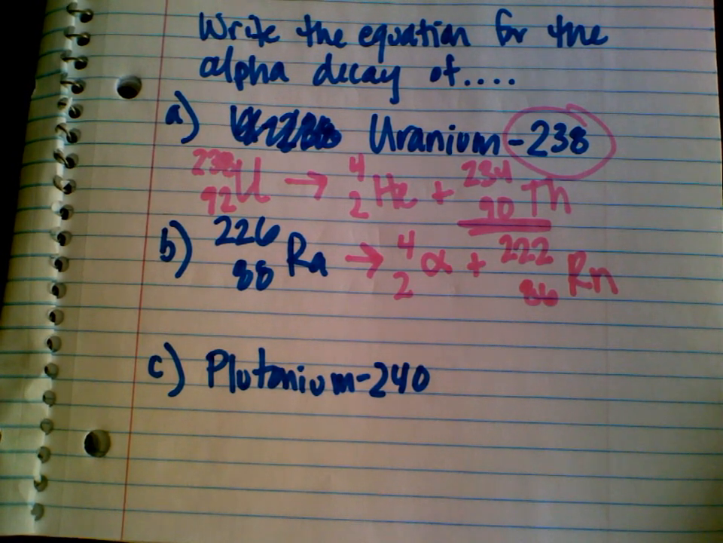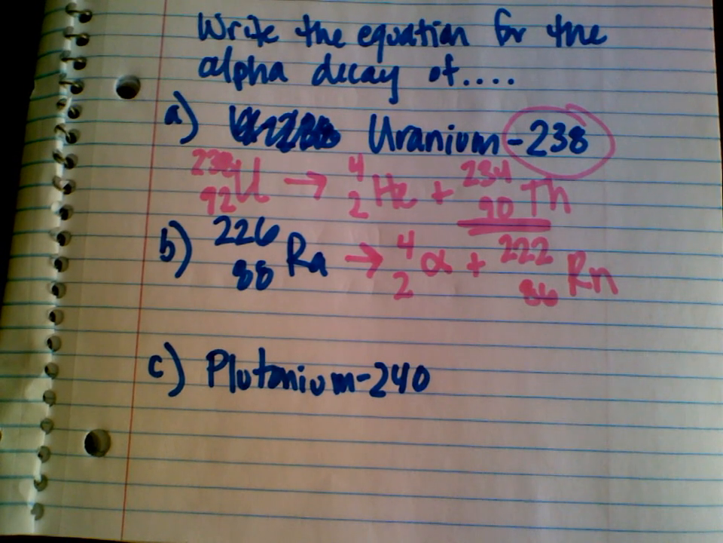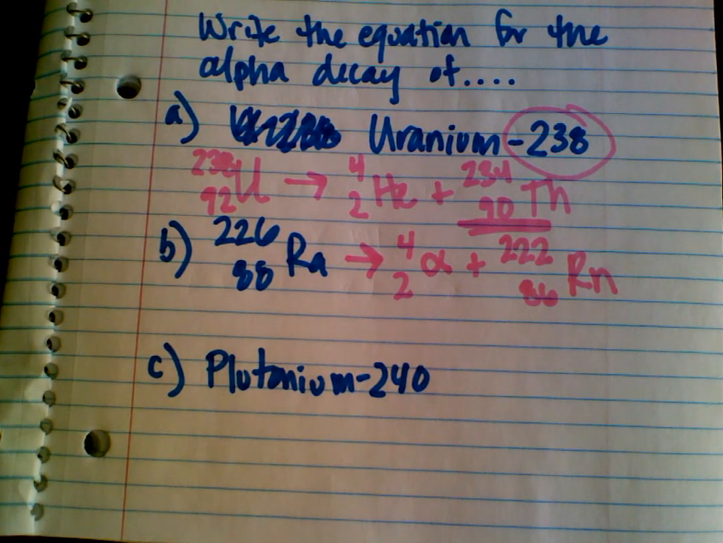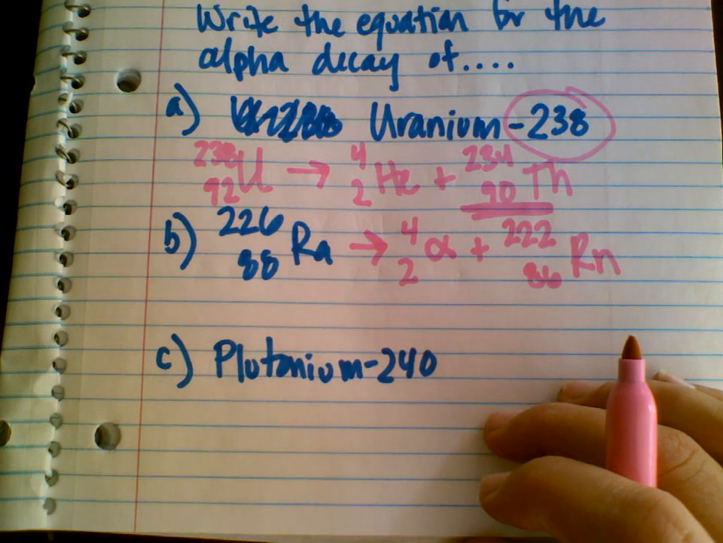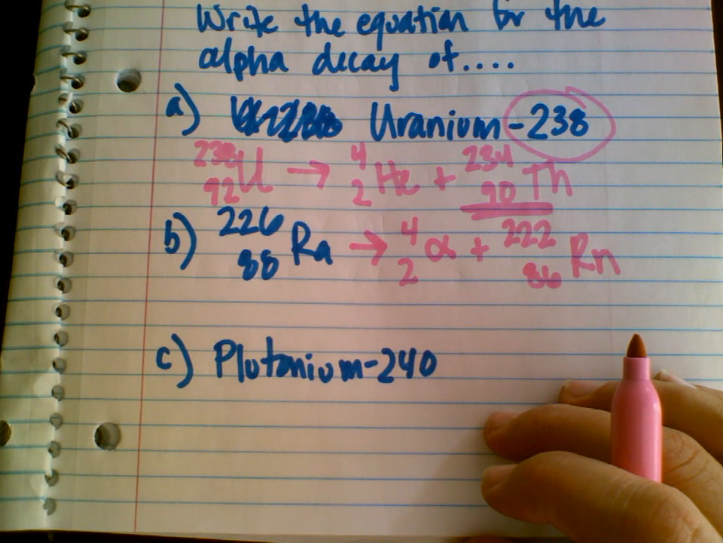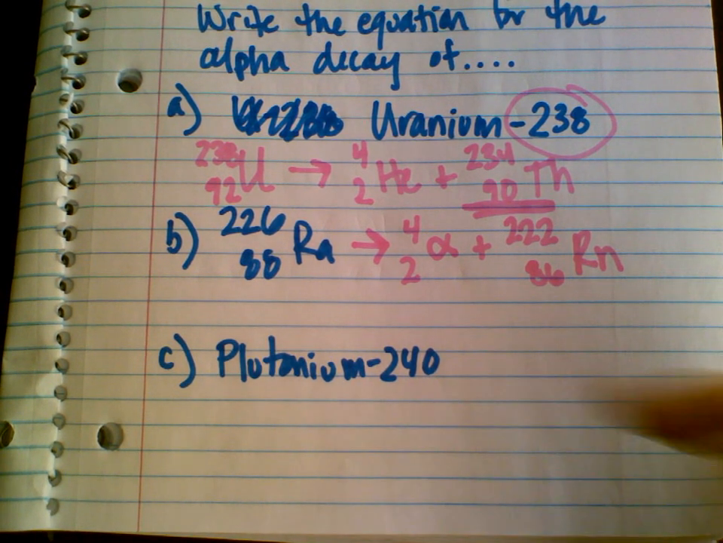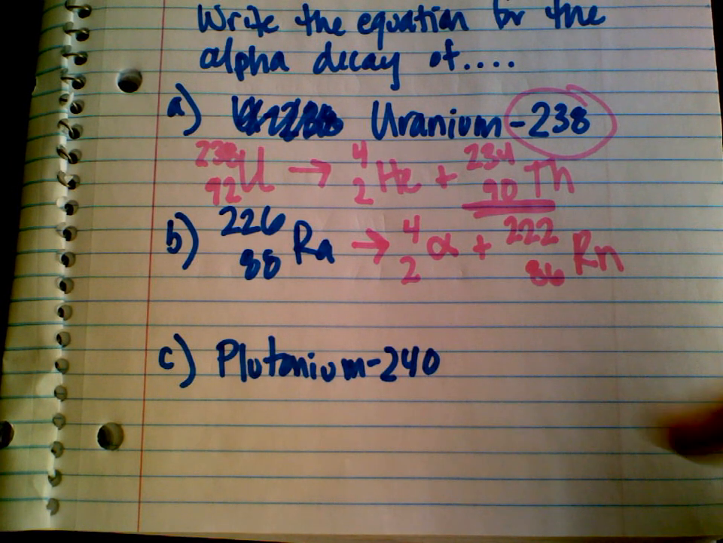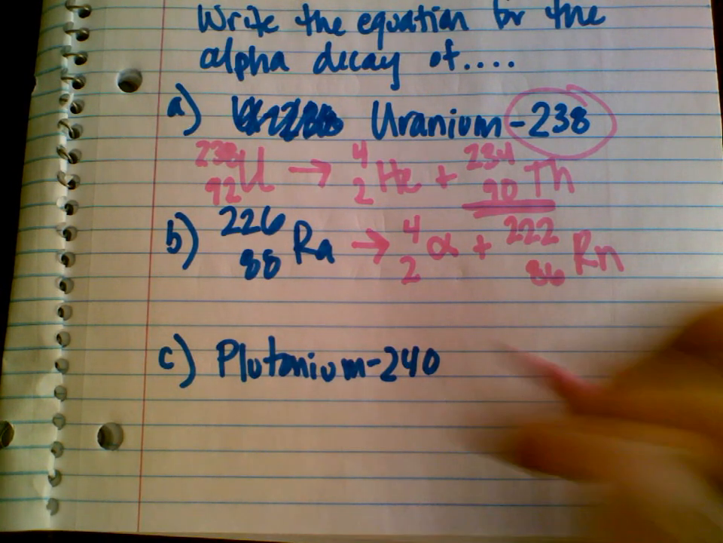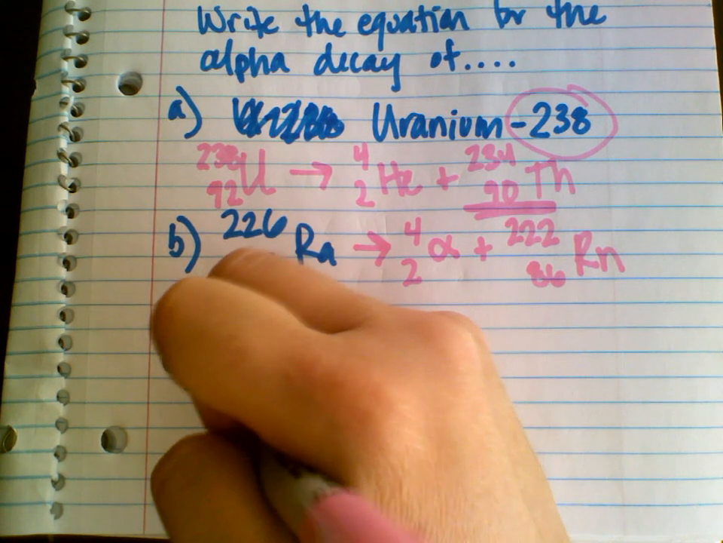Pause the video, try it, and then I'll go over it. So pause it now. Okay, you should have paused it and tried the problem. Let's check how you're doing. So first of all, because I gave it to you in name form, you have to write the symbolic form of plutonium-240. So first, the symbol of plutonium is Pu.